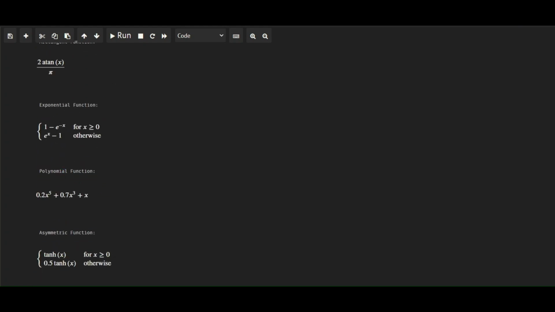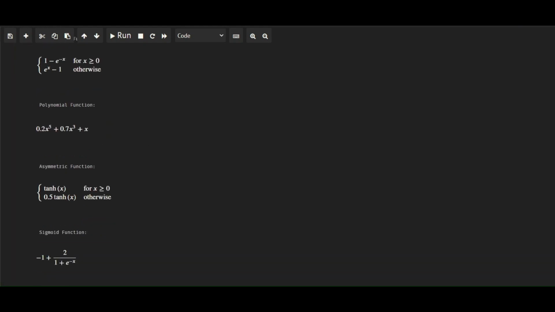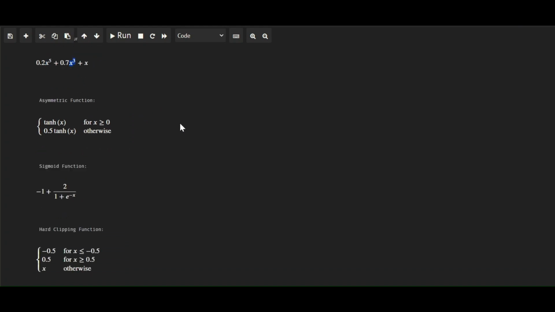Then I have an exponential function, which is piecewise. For positive values of x, it is 1 minus exponential raised to power minus x. Otherwise, it is as shown on the screen. Then I have a polynomial function, which is to the power 5, and a cube root also, cubic power also. Then I have an asymmetric function, which is going to impact my positive x's differently and my negative x's differently. As long as x is positive, it is going to implement a hyperbolic tan. Otherwise, it is going to implement an attenuated version of hyperbolic tan for all the negative values.